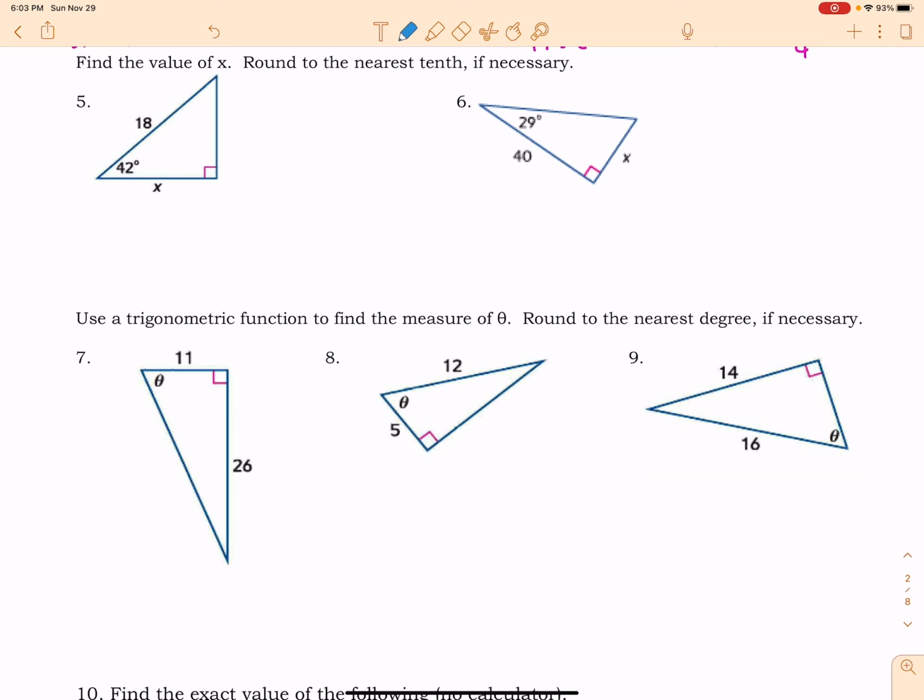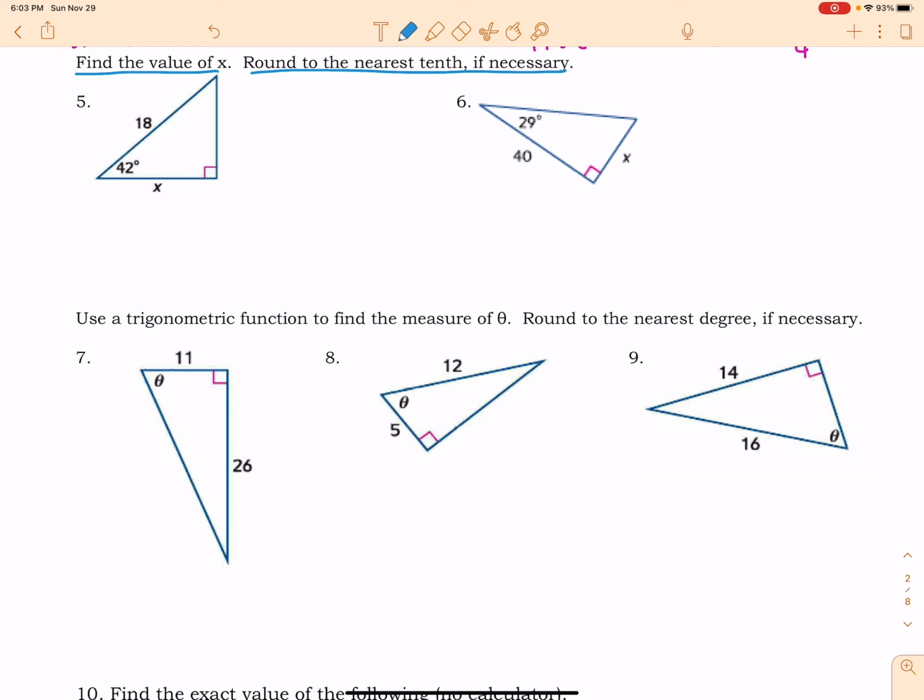Find the value of x, round to the nearest tenth if necessary. Now we're not finding exact values. We're going to be finding decimal values, so you are going to need a calculator for this. I'm going to use the Desmos scientific calculator. If you have a TI-84 or a TI-83 or something like that, I will tell you how to operate that.